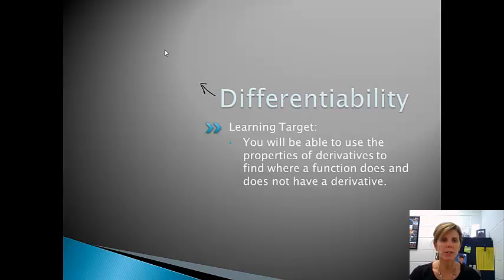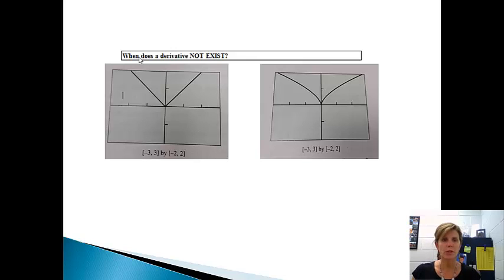So differentiability would be the ability to take the derivative. I would say that a function is differentiable if I can take the derivative. What we'll be doing by the end of this lesson is being able to use the properties of derivatives to find where a function does and does not have a derivative. Okay, so we're just going to look at some cases.